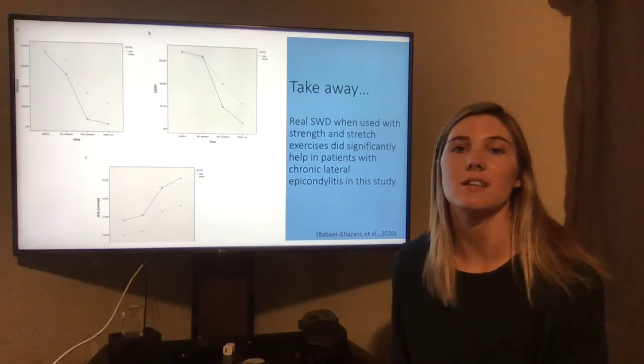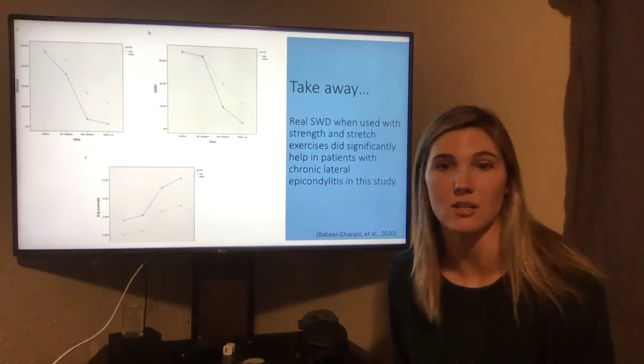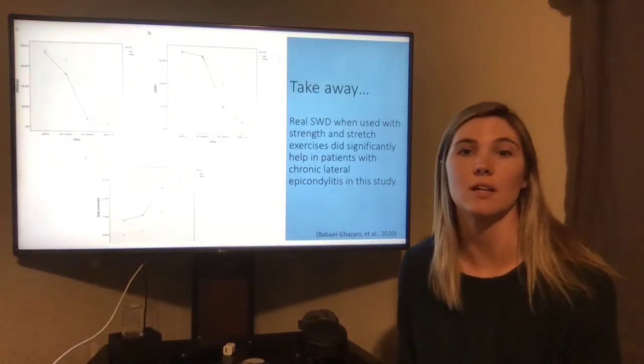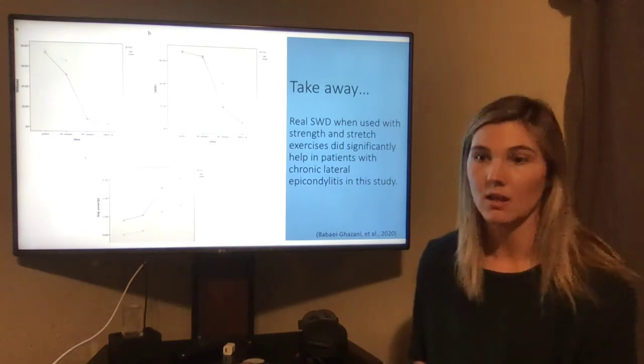So the takeaway here is that real shortwave diathermy, when used with strength and stretch exercises, did significantly help in patients with chronic lateral epicondylitis in this study.